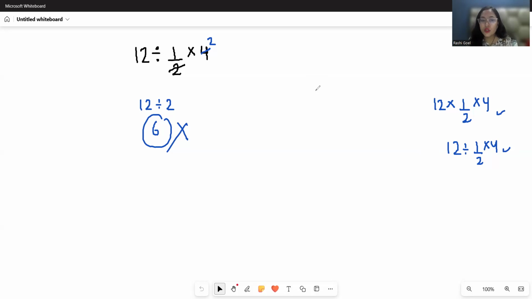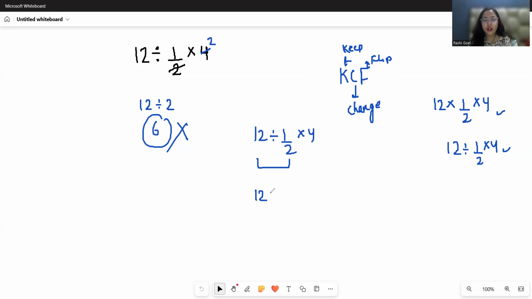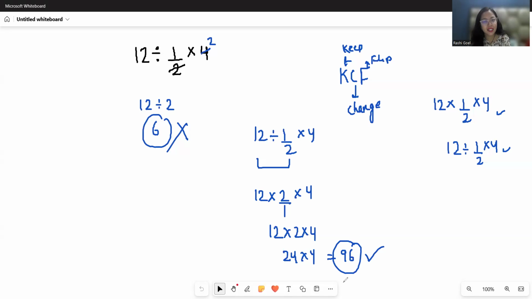So you have to solve it like this by following the KCF rule. Here K stands for keep, C stands for change, and F stands for flip. So let's apply this. 12 divided by 1 by 2 times 4. Here keep the left hand, change the symbol and flip the right hand times 4. So it becomes 12 times 2 times 4. 12 times 2 is 24 times 4, which is equal to 96. So what is the correct answer? 96, not 6. I hope this rule is clear and you know how to apply it.